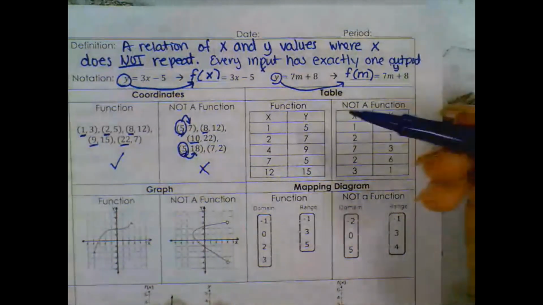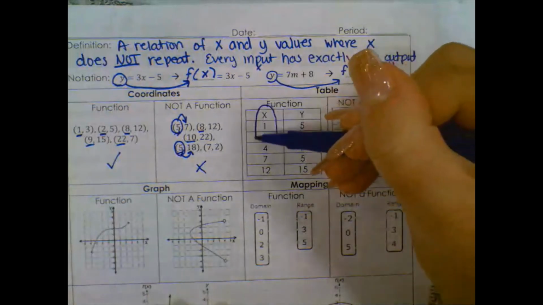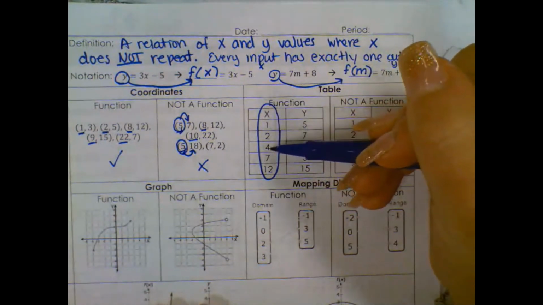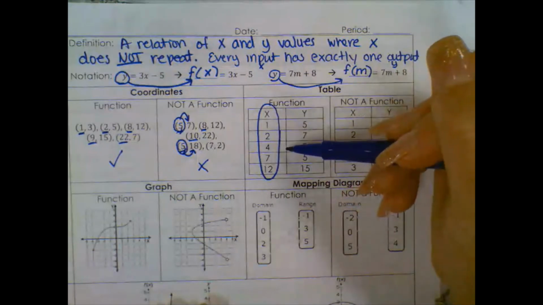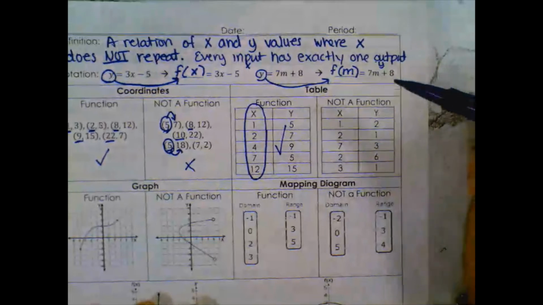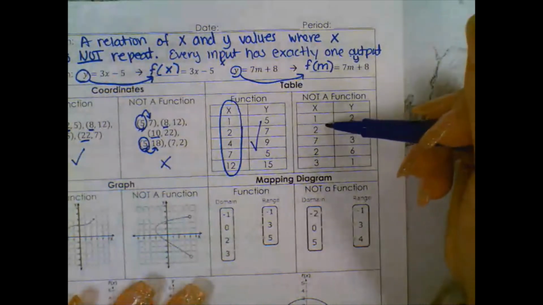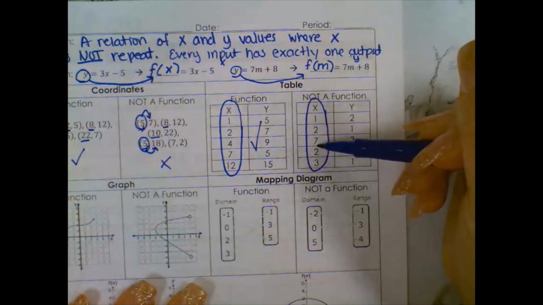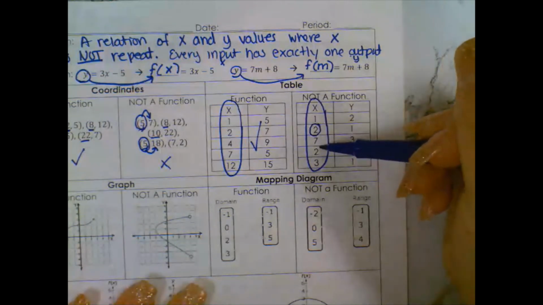Again, we don't care about the y values. Talking about functions, we only care about x's. Looking at this example, 1, 2, 4, 7, 12, no repetition. Each one has its own output. It is a function. Now, if I look at this table of values, I have 1, 2, 7, and then another 2.